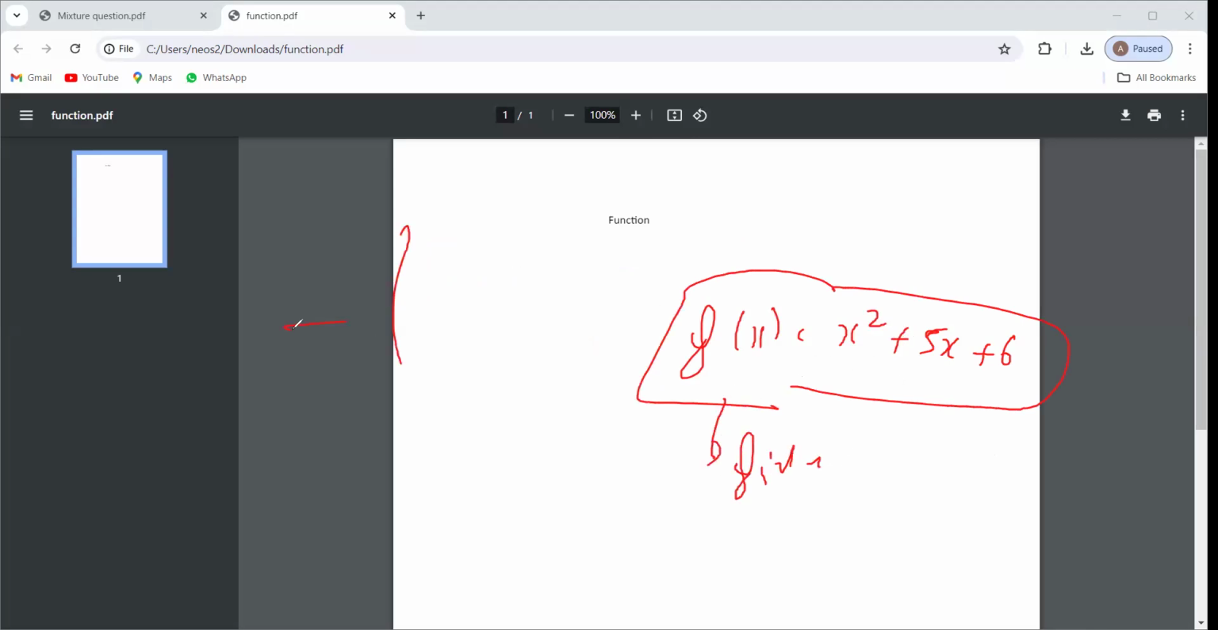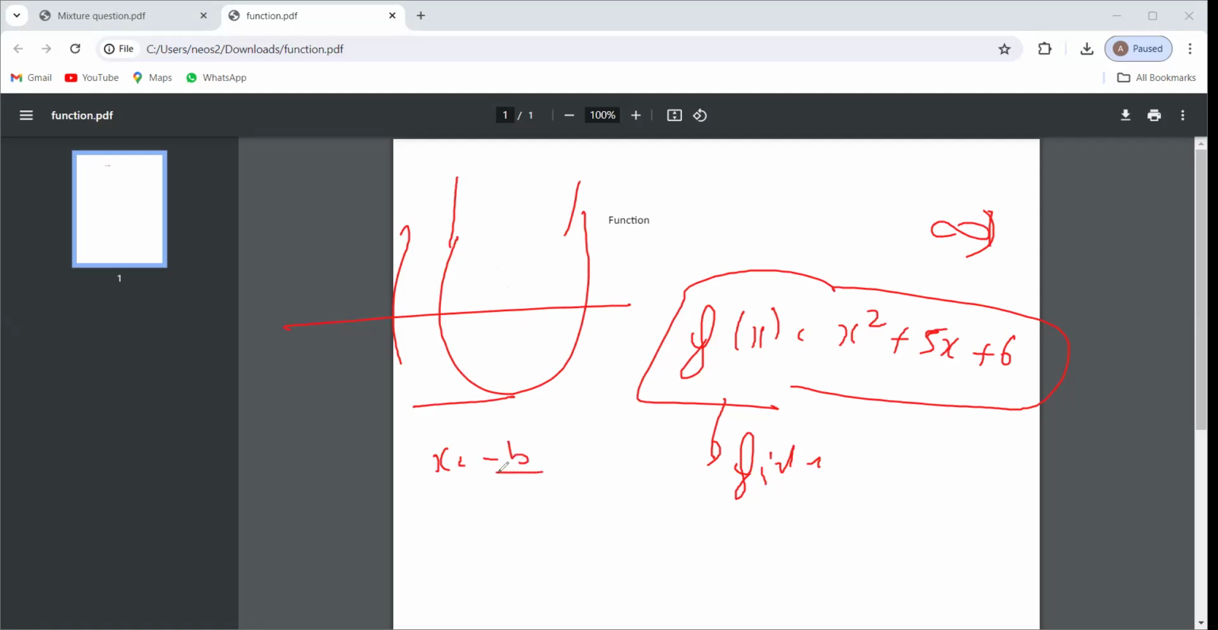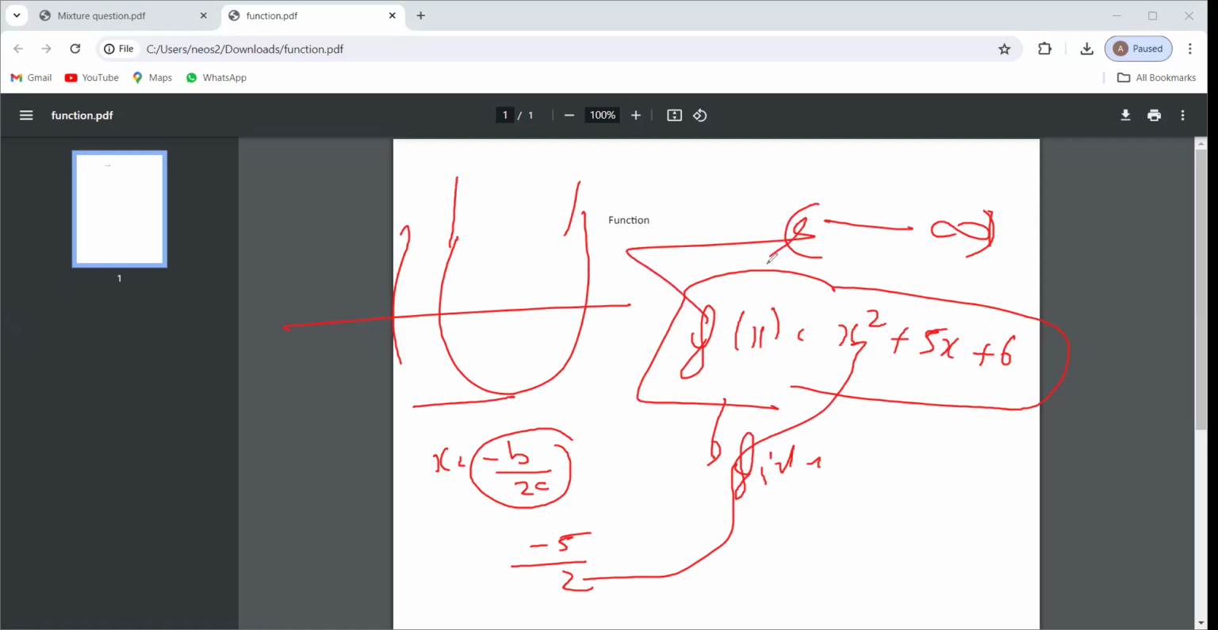So a is positive, so the parabola is opening upward, right? The maximum will be infinity. What you can find is the minimum value. For the minimum value, what you have to do? You have to substitute x as minus b by 2a. What is minus b by 2a? Minus 5 by 2. Substitute कर दो. Whatever value you will be getting, that will be the range of this particular function.